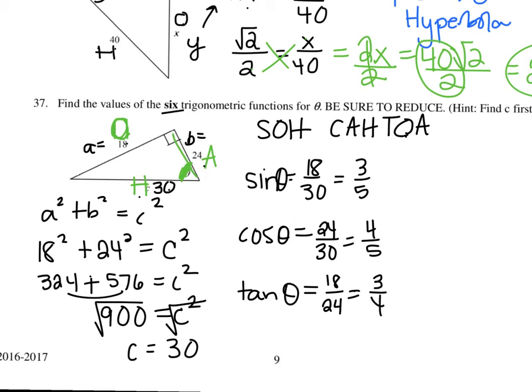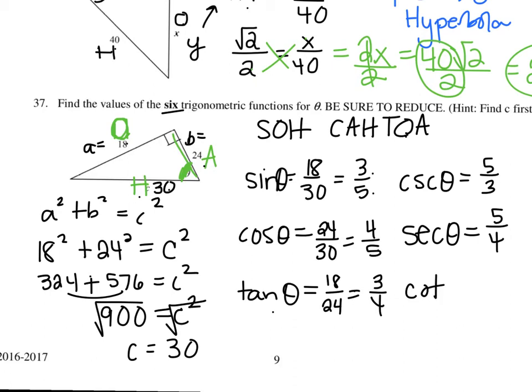To get the remaining 3 trig functions, they're the reciprocals. We're just going to flip all those fractions over. So the reciprocal of sine is cosecant. So cosecant theta will be 5/3. Just flip the 3/5 over. The reciprocal of cosine is secant. So we'll flip the 4/5 over and get 5/4. The reciprocal of tangent is cotangent. So we'll flip the 3/4 over and get 4/3.